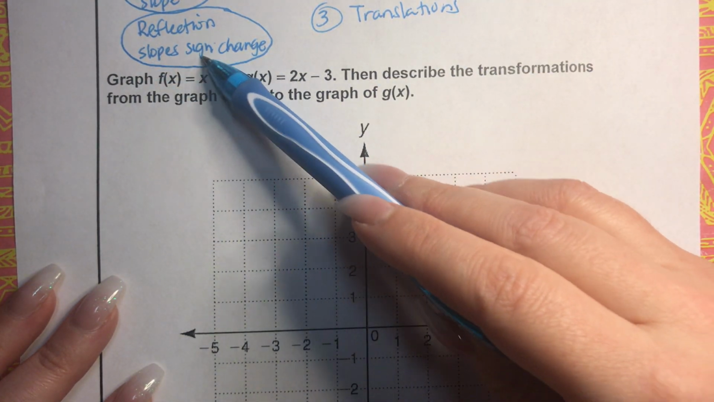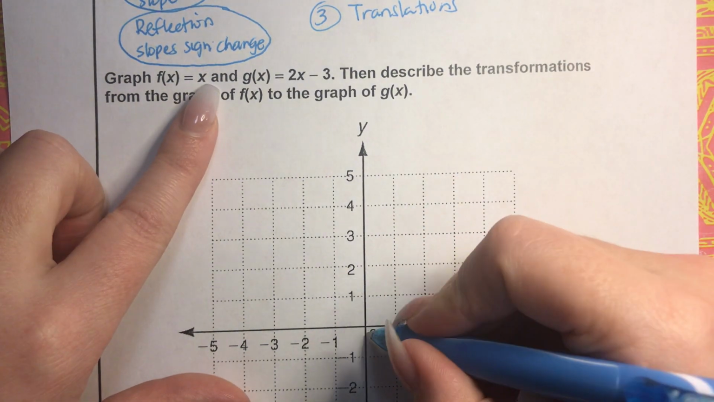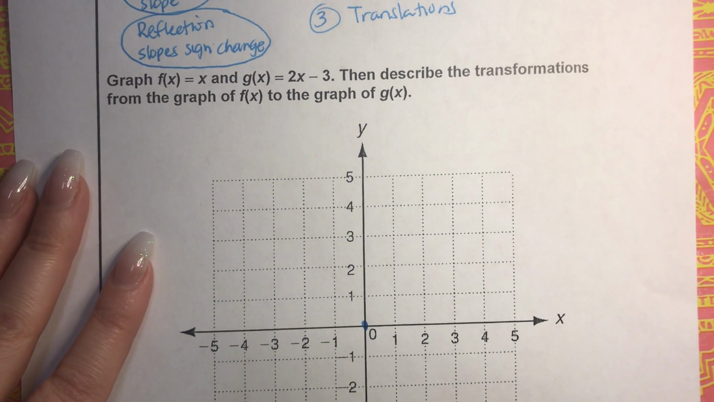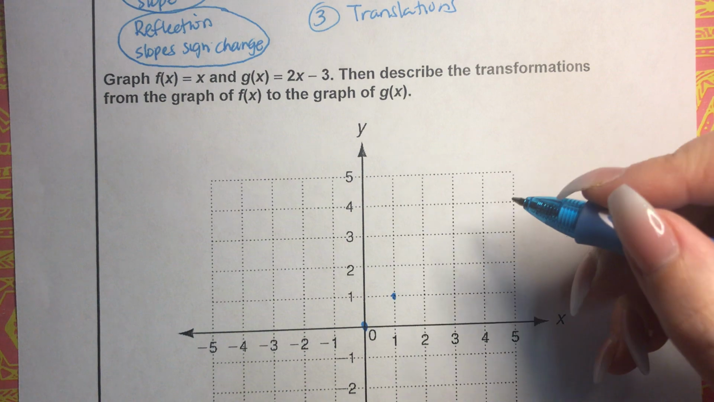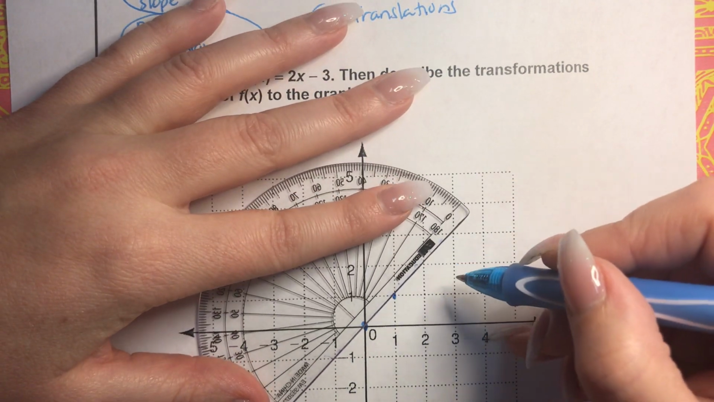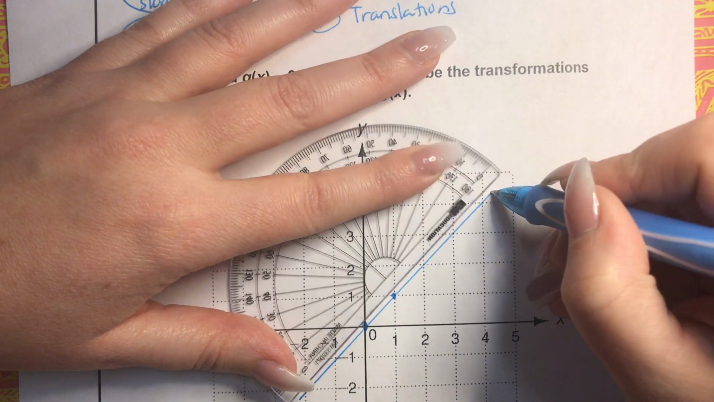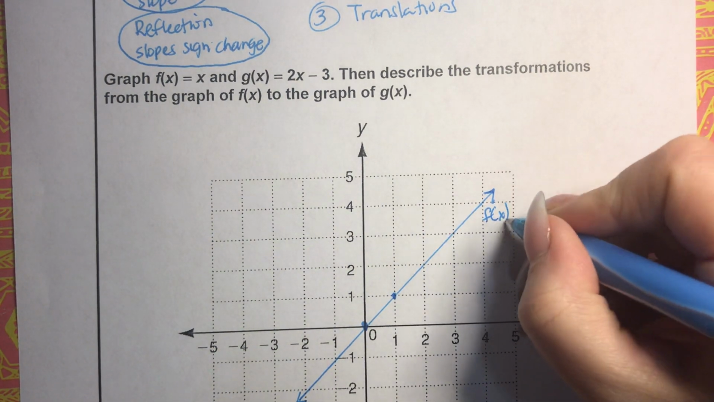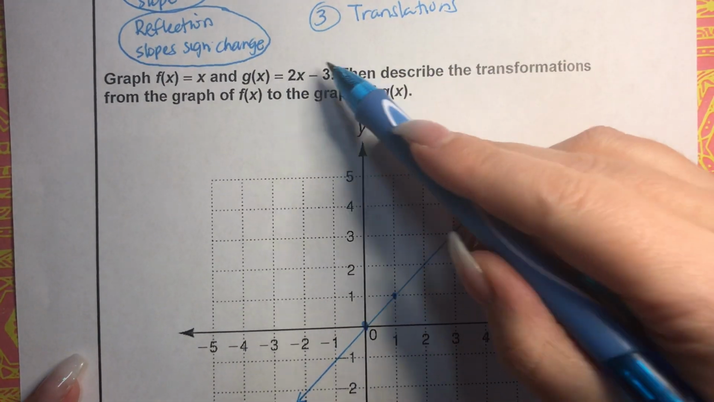So let's go ahead and graph this f of x equals x first. So we know the y-intercept is 0. And then the slope is up 1 over 1, right? So that is my parent function. That is what I'm starting with. Okay, it goes on and on both ways. This is my f of x equals x. Okay, so I know that just by looking at it, my slope is changing and my y-intercept.